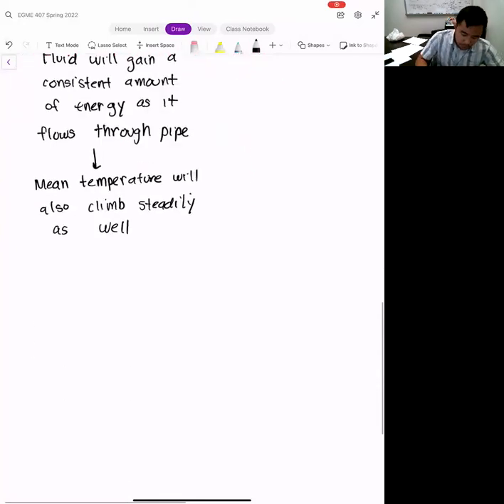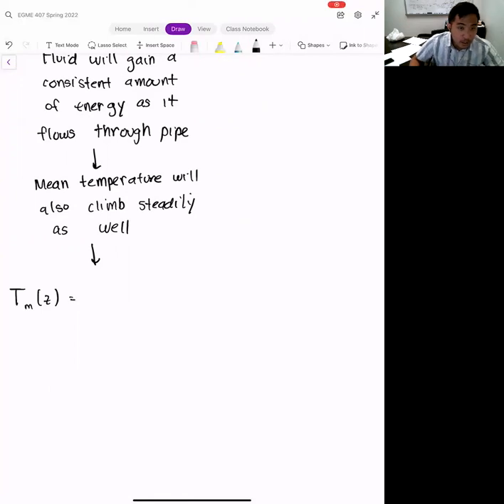Okay. And so if the mean temperature is going to climb steadily, then mathematically we can represent this with a linear function, right? So the linear function grows at a steady constant slope as you go from one end to the other. Okay. And so the formula that we had in the lectures, we had Tm of z.